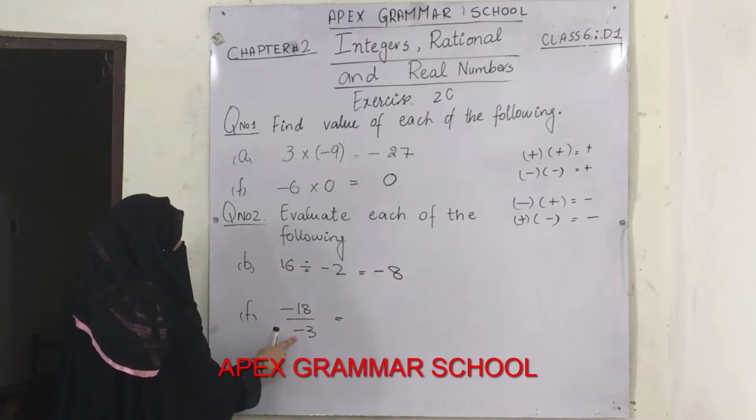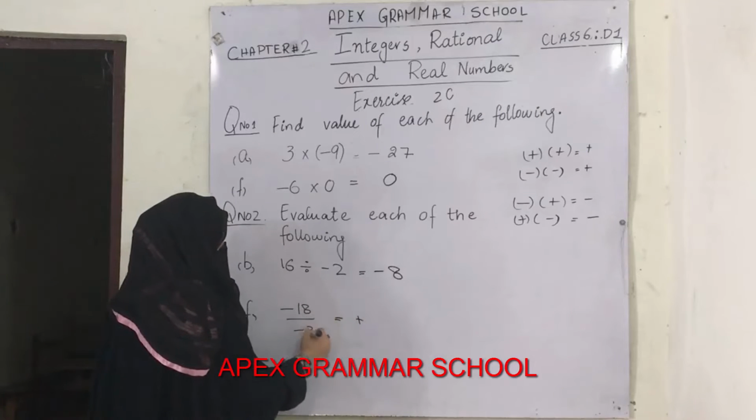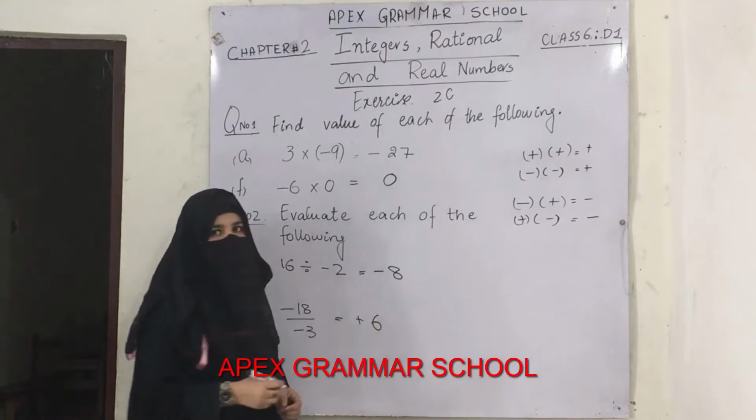Minus 18 divided by minus 3. Minus minus is plus, and 18 divided by 3 is 6. So plus 6 is the final answer.